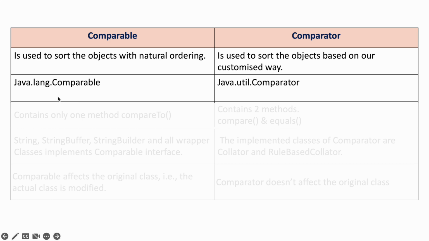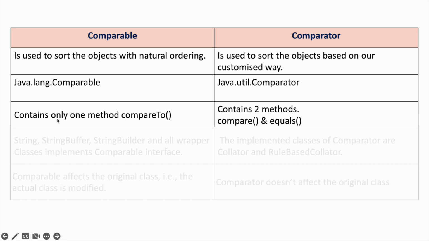The Comparable interface is available in the java.lang package and Comparator is available in the java.util package. The Comparable interface contains only one method, that is the compareTo method. So if any class implements the Comparable interface, then it has to implement this compareTo method.